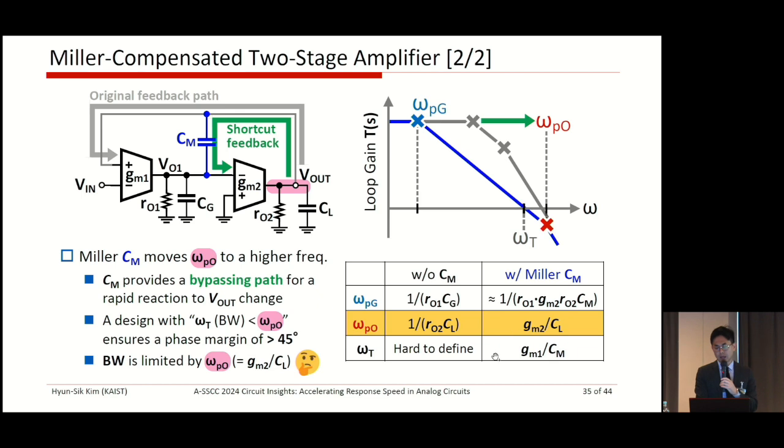However, the bandwidth must be lower than the second pole, right? So still, the limitation is alive, right? So how do we maximize the bandwidth without the limitation of the second pole? One way is that we have to move the second pole to a higher frequency to maximize the bandwidth, right? In this two-stage design, the maximum bandwidth is limited by the second pole, right? Okay, by understanding this, we can maximize the shortcut path.